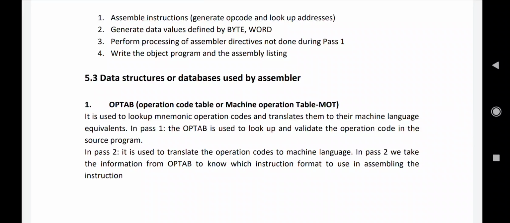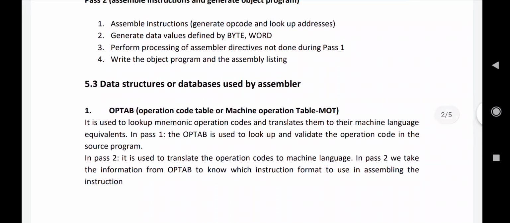So let us see what this OpTab or MOT table is. It is used to look up mnemonic operation codes and then translate them to their machine language equivalents. The use of this OpTab in pass 1 is to look up and validate the operation code in the source program, whereas in pass 2 it is used to translate the operation codes to equivalent machine language. In pass 2, we take the information from the OpTab to know which instruction format is to be used in assembling the particular instruction.